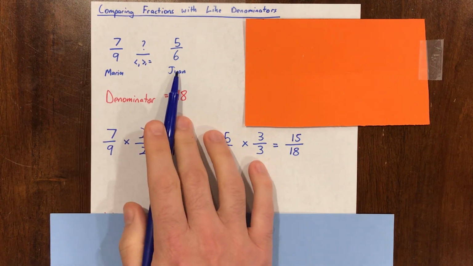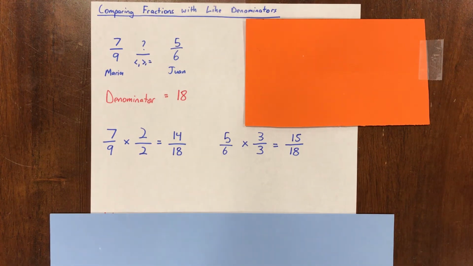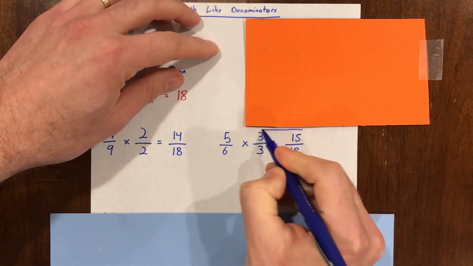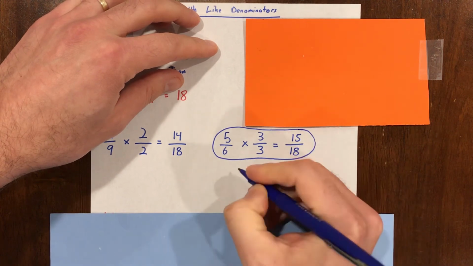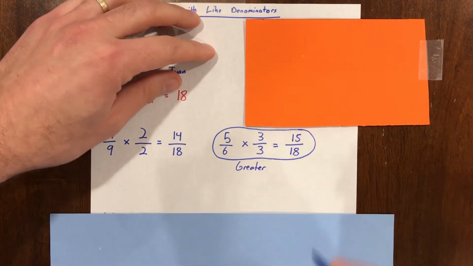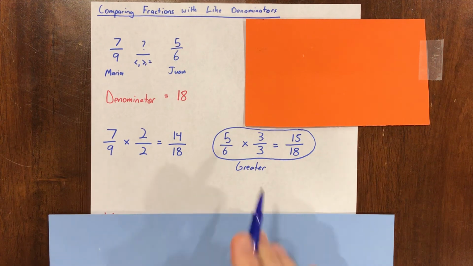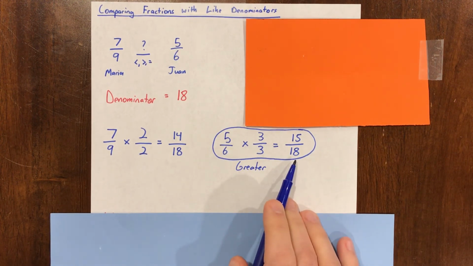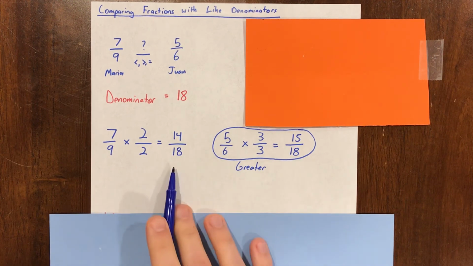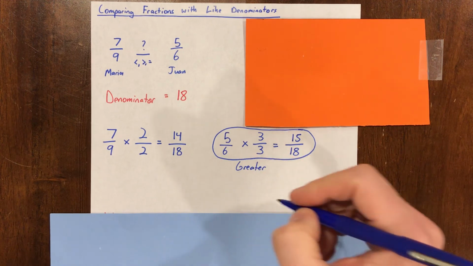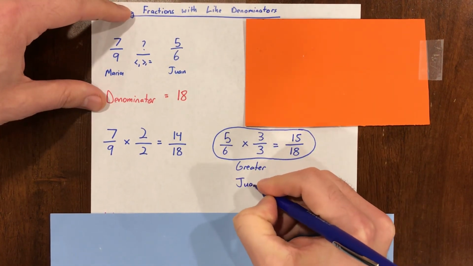Okay, so which fraction is greater, 7/9 or 5/6? How do you know? Say it out loud. Right. 5/6 is greater than 7/9, because 7/9 equals 14/18 and 5/6 equals 15/18. 15/18 is greater than 14/18. We know that Juan ran further.